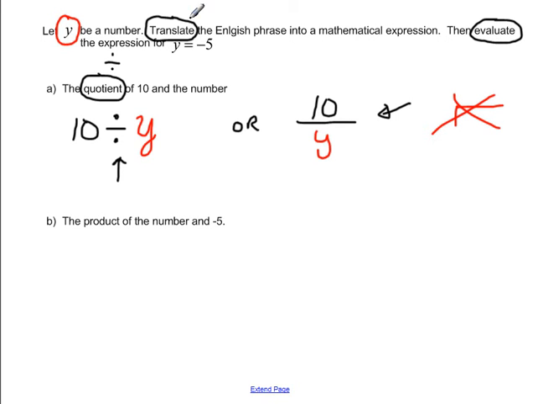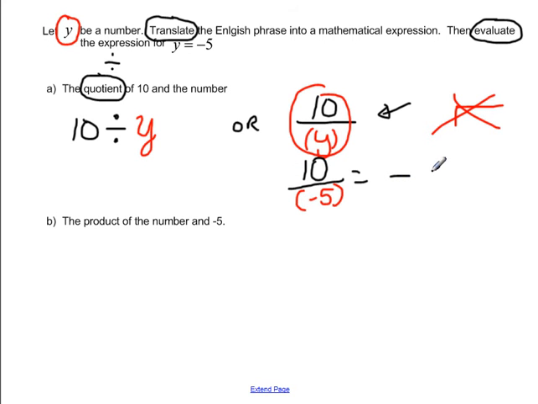Okay. So remember we had to translate, but now we have to evaluate. So let me just get rid of this little arrow here. And if we're going to evaluate this now for y equals -5, let's use this one because this is the preferred version. So there's my translated version. Now we're going to evaluate for y equals -5. So 10 divided by, now instead of y, we're going to put in -5. And we could say, oh, okay, 10 divided by -5, well, we know a positive divided by a negative is a negative, and 10 divided by 5 is 2. So that would be the evaluated part.